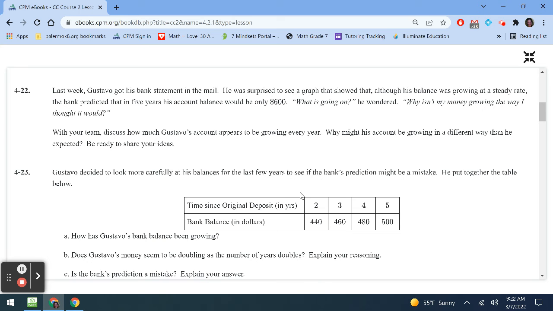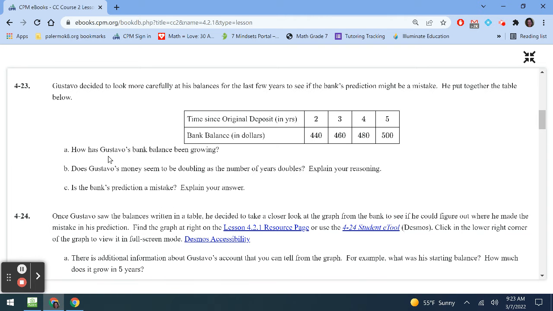So on 4-22, it says last week, Gustavo got his bank statement in the mail. He was surprised to see a graph that showed although his balance was growing at a steady rate, the bank predicted that in 5 years his account would only be worth $600. What's going on? He wondered, why isn't my money growing the way that it would? And so this one here has you predicting why his account might be growing differently than what he expected. Okay? But we're actually starting on 4-23.